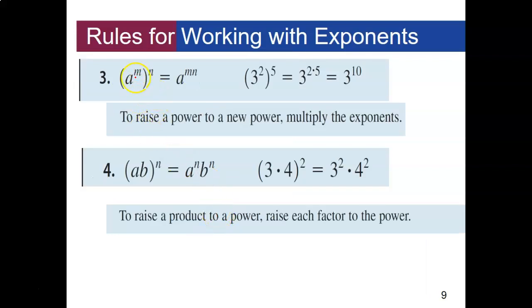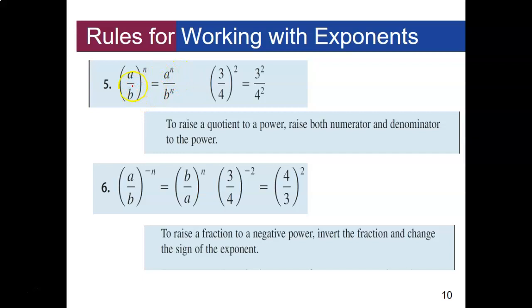Okay, a couple of the other power rules. If I have a base that's raised to a power and all of that's raised to a power, then I'm going to multiply these two together. Okay, so 3 to the second raised to the fifth, I'm going to multiply these together and I'm going to get 3 to the 10th. And if I have two separate bases raised to an exponent, then this can basically be distributed, so to speak, to each of those bases. I'll have a to the n times b to the n. And you can see that here. This will be 3 to the second times 4 to the second.